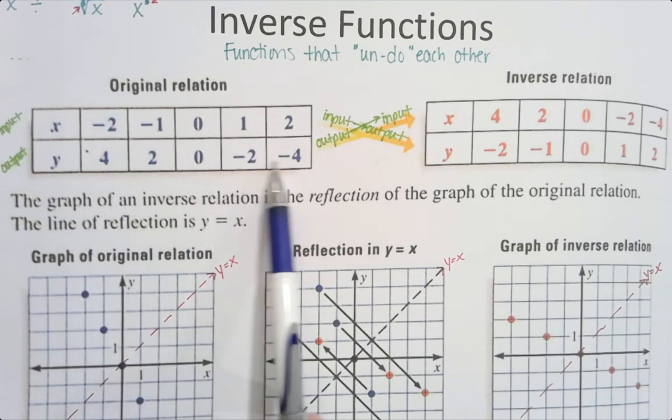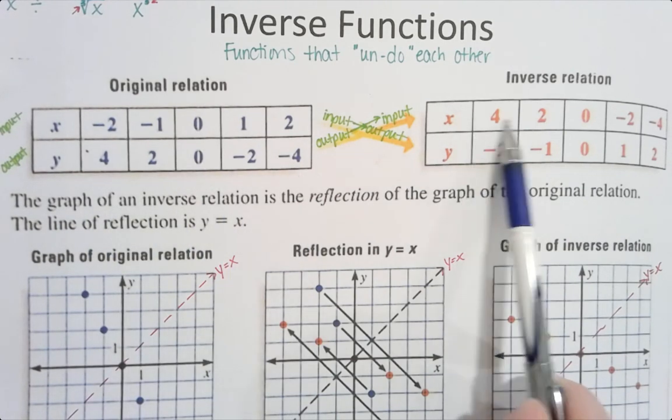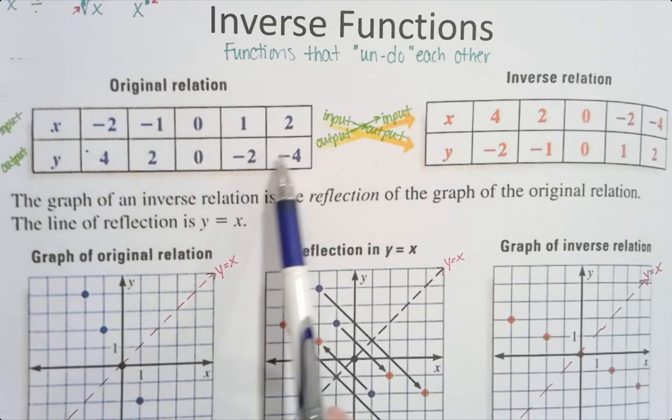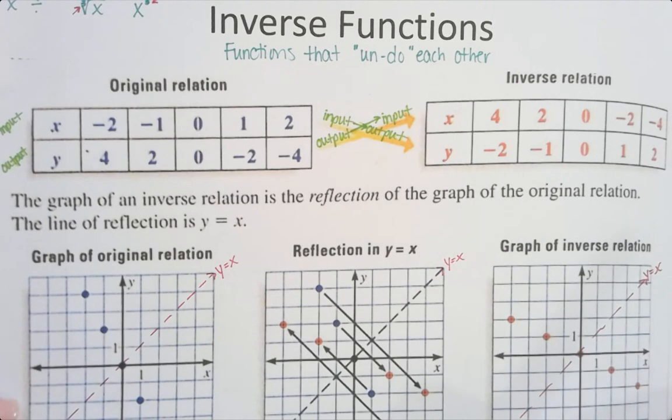All of your range values, or your y values, became your domain values, or your x values. So this is kind of crazy. They kind of flip-flop places, right? They switch up with each other and become the opposite.